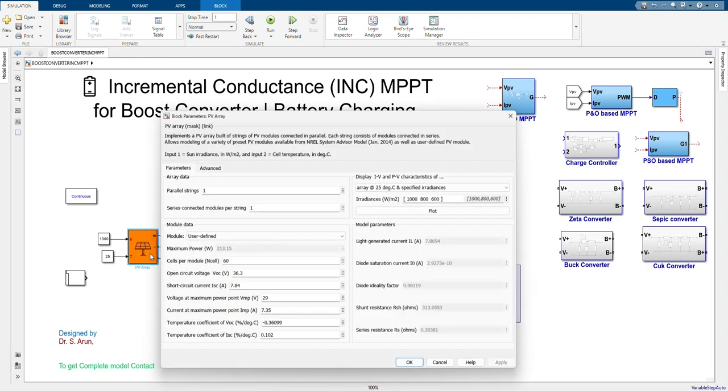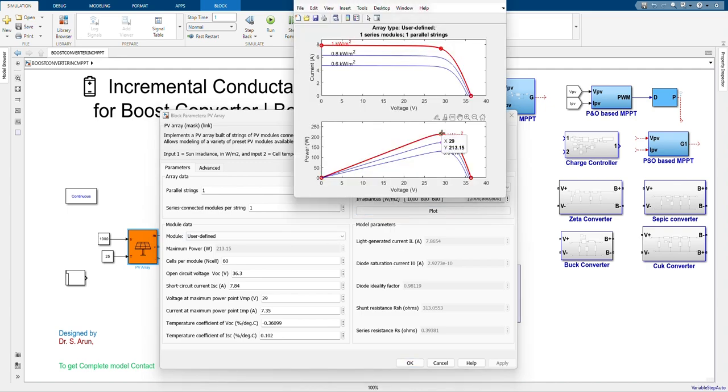So here you can see my PV module in Simulink. I'm applying different irradiance levels. For example, for 1000 irradiance level, I'm getting the maximum power equal to 213.15 watts at a voltage of 29. Similarly, for 800 irradiance level, I'm getting 171.79 watts at a voltage of 29. Similarly, for 600 irradiance level, I'm getting the maximum power equal to 129.509 watts at a voltage of 29.334.